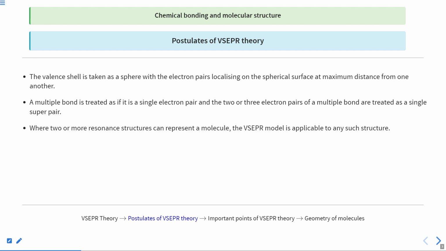The valence shell is taken as a sphere. So we take the valence shell as a sphere with electron pairs localized on the spherical surface at maximum distance from one another. A multiple bond is treated as if it is a single bond. This is again a drawback of this theory, but we will get back to the drawbacks. So they took the double bond as a single bond, meaning the bond formation is according to the Lewis dot theory, but the structure is not defined by it. We are now taking those same bonds and trying to redefine the structure. When two or more resonance structures can represent a molecule, VSEPR is applicable to any such structure. We'll talk about resonance later on.